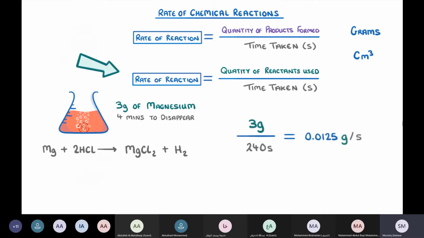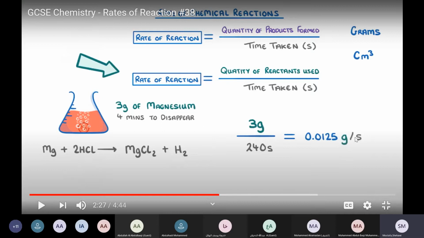0.0125 grams per second. Here we're using another unit because we use grams instead of volume. Grams of what? Of magnesium. So you can use products or reactants, you can use gram or volume. Whatever you're using, in the end, we will find the rate of chemical reaction. You can find it by 2 equations. Any one of them will give you the rate of chemical reaction.